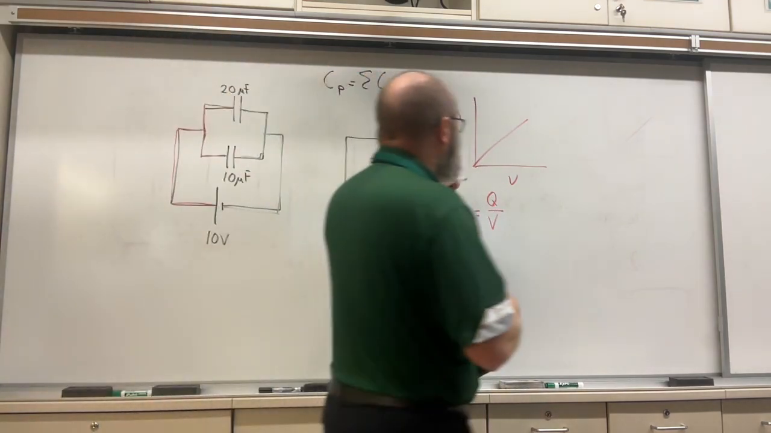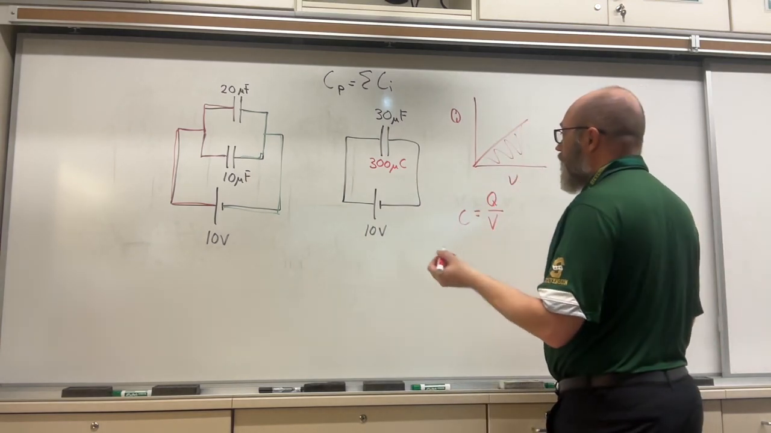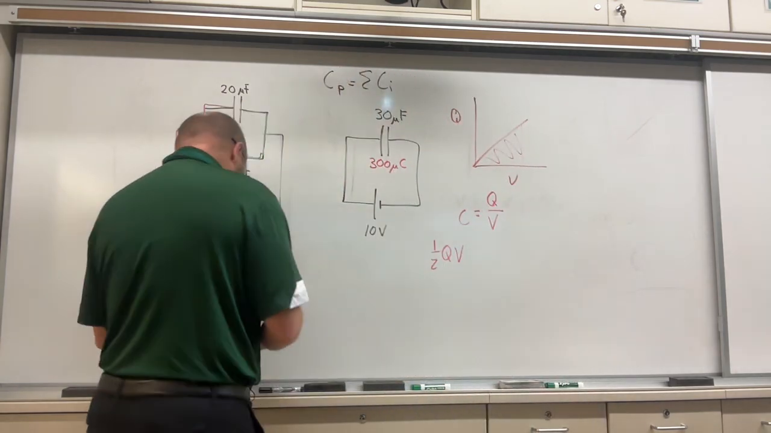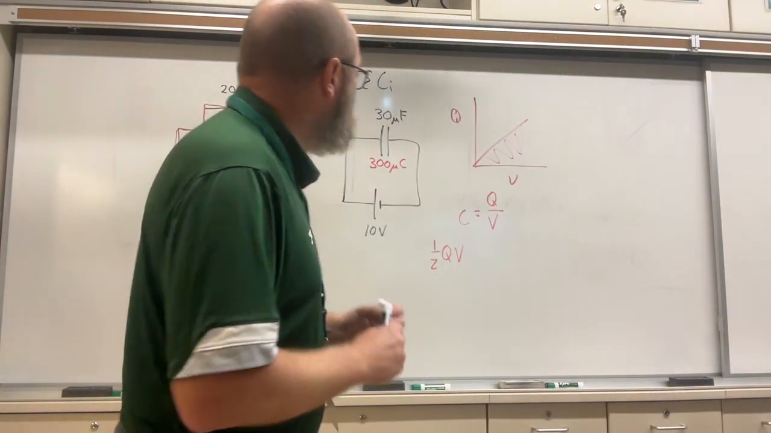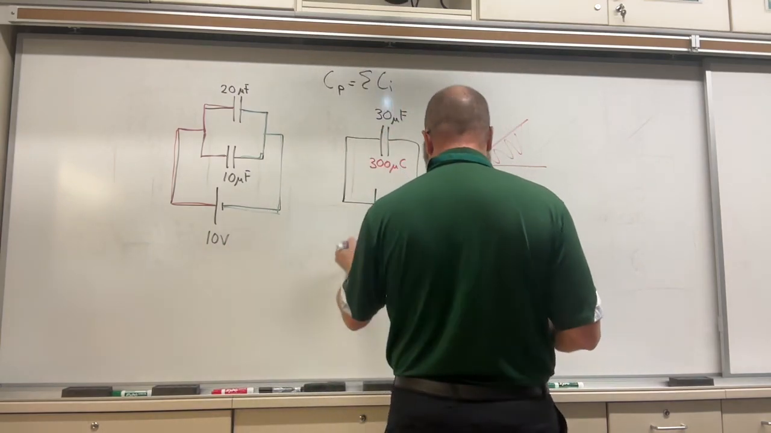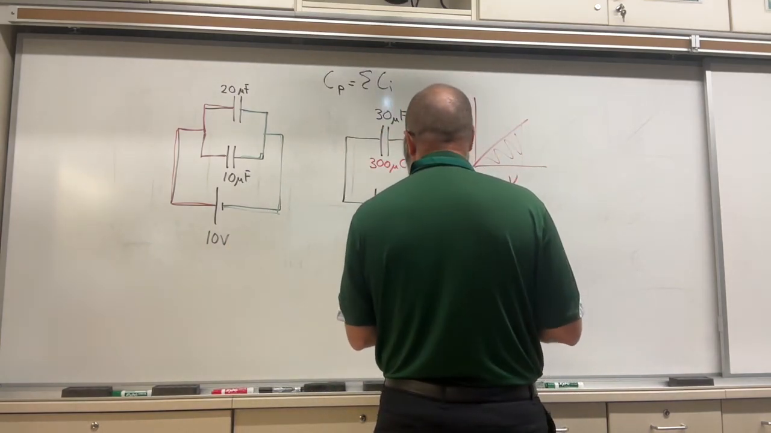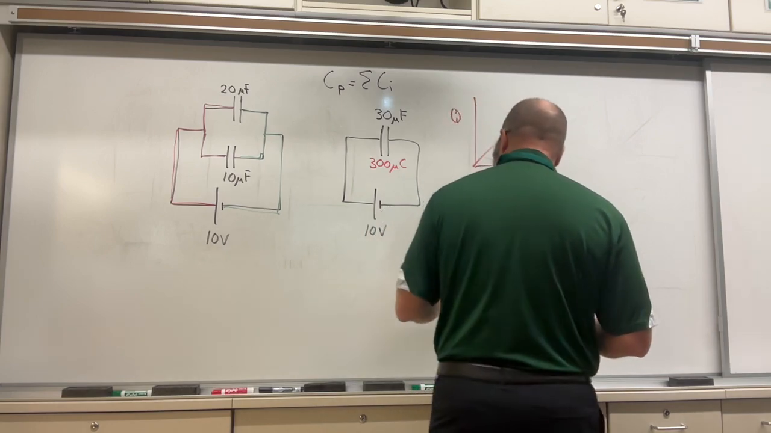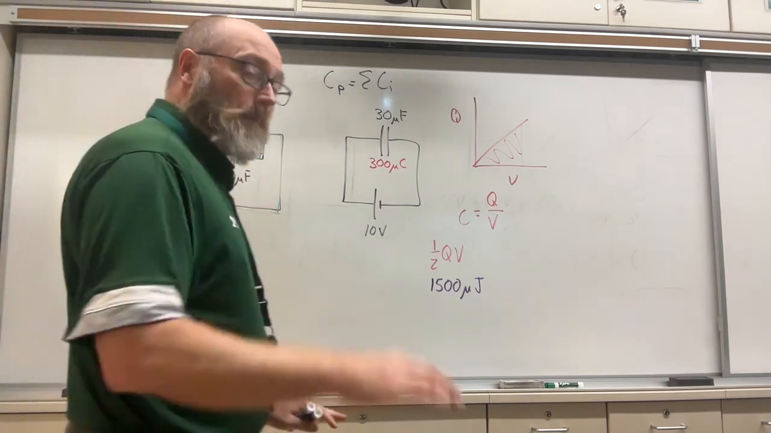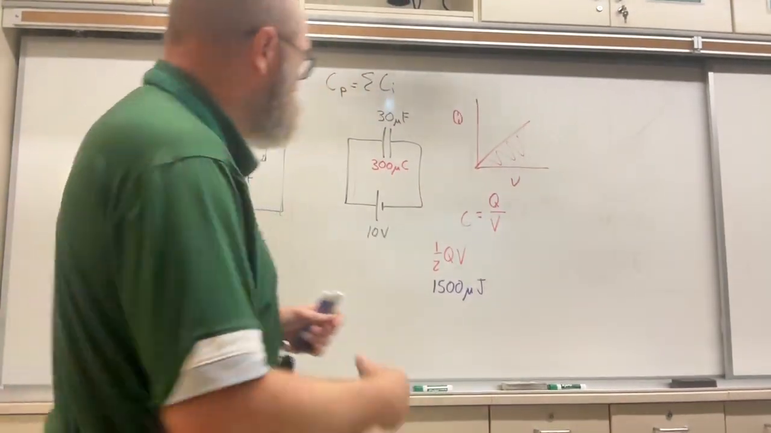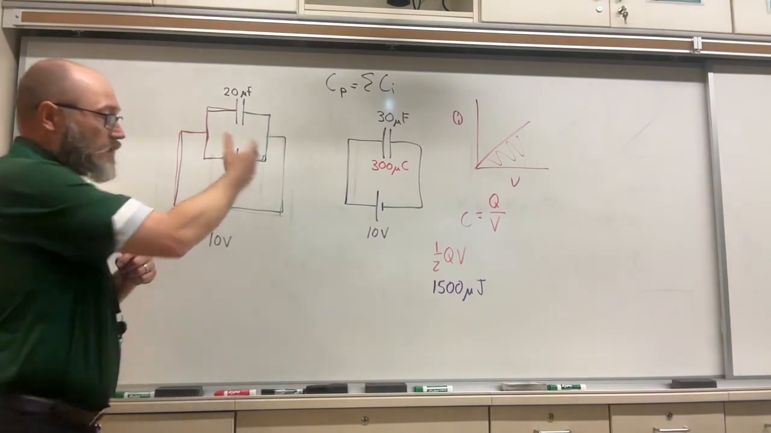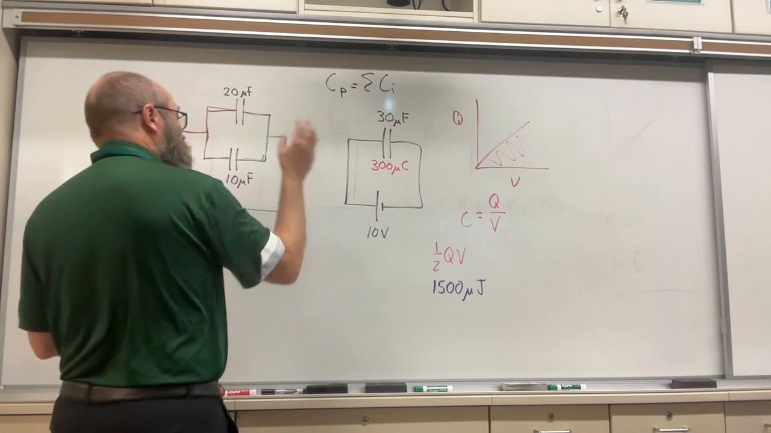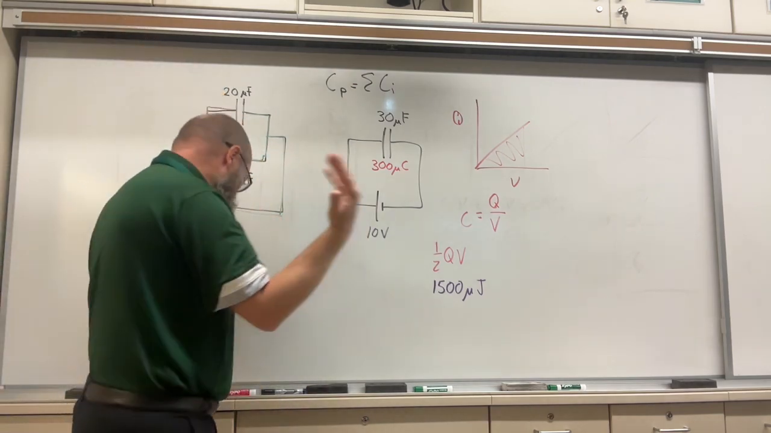And then, oh yeah, the area of this graph is going to tell me the energy. That's going to be 1/2 Q times V. So if I wanted the total energy in this circuit, it would be 1/2 times 300 times 10. If you do that, that would be 1,500 microjoules. Okay, hopefully I did that right. But you guys understand. So if there is a question that says, what's the total energy stored in this circuit? The answer would be 1,500 microjoules of energy. If it was, what's the total charge? It'd be that. And then you just work your way backwards, like we do.